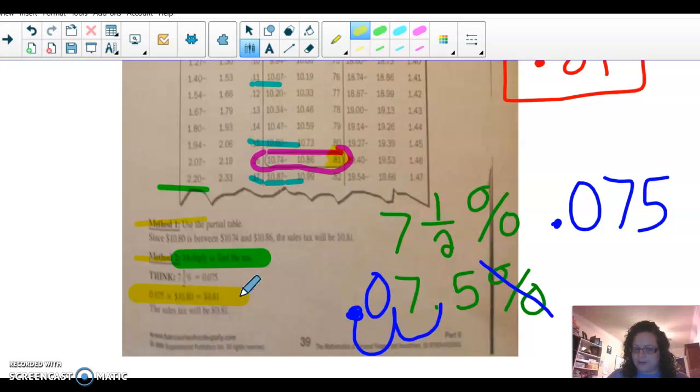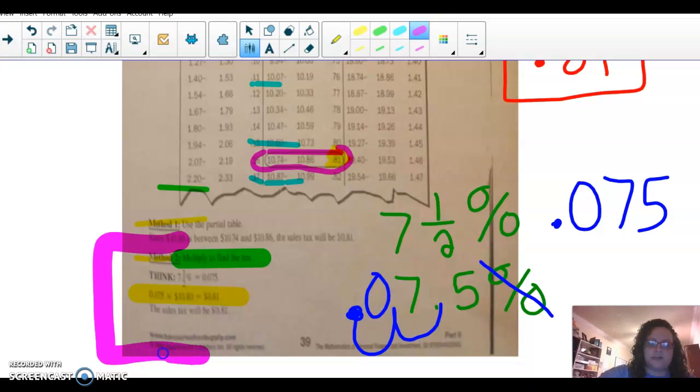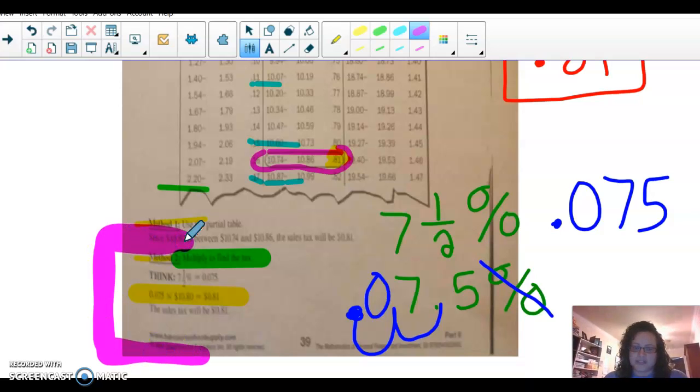So no matter what method you use, you're going to get the same answer. I really want you to make sure that you know how to do method number two, because method number one only works for 7.5%, and you are going to need to know how to use method two to find all the taxes going forward.